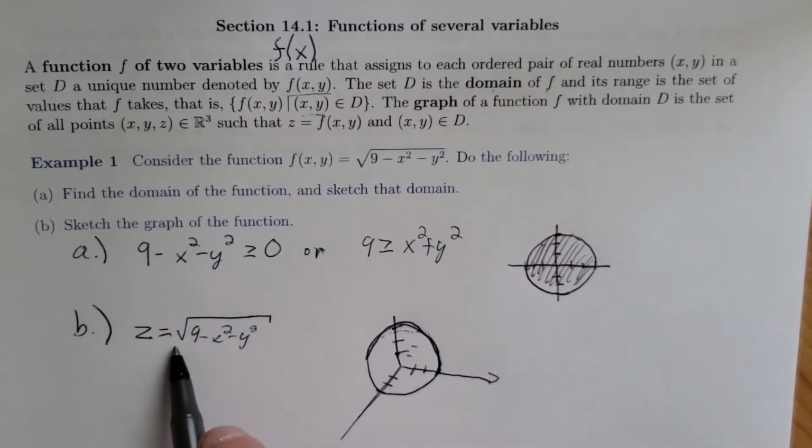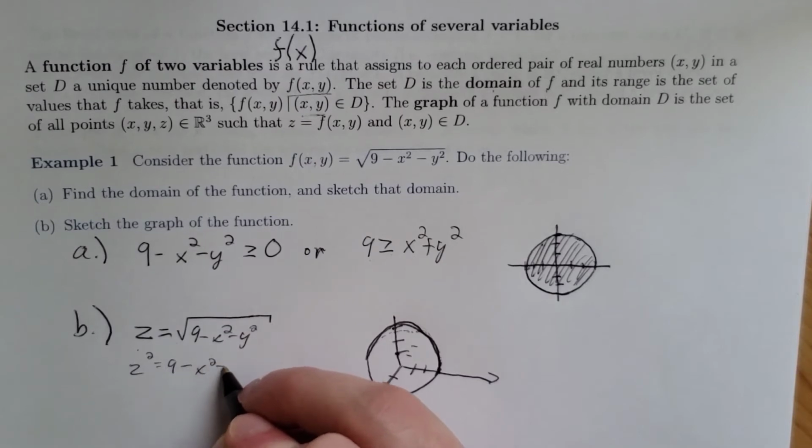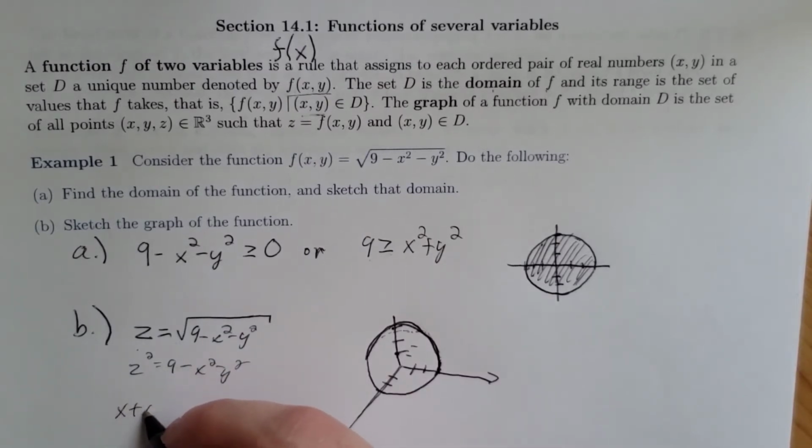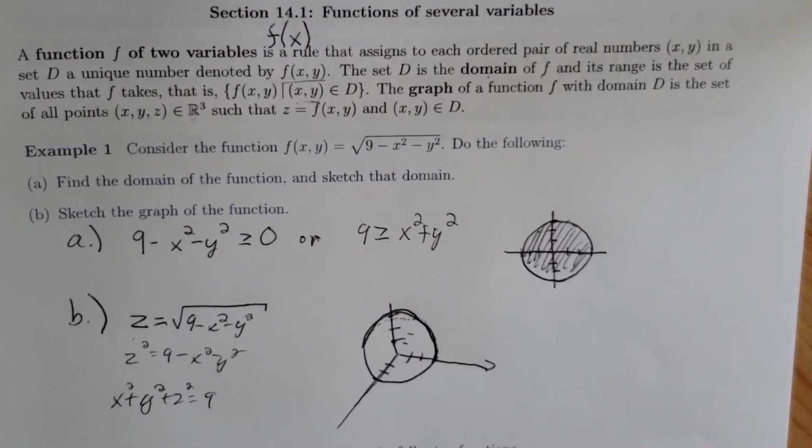Why is it the top half? Well, this tells us that z is equal to the square root of 9 minus x squared minus y squared, and we don't have plus or minus here, so it's just the positive side. We could also square both sides and get that z squared is equal to 9 minus x squared minus y squared, and recognize that this is the equation x squared plus y squared plus z squared equals 9, which is the sphere of radius 3, but again, just the top half of that sphere. And so we drew that here.